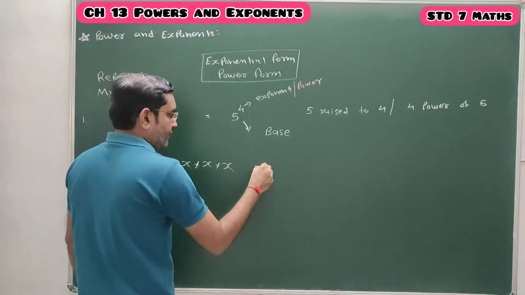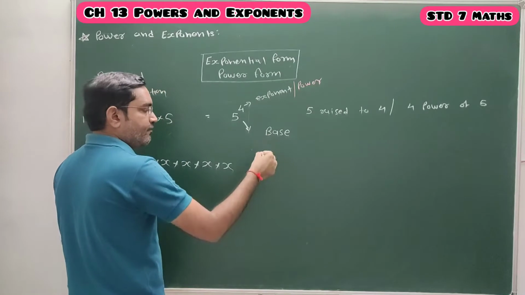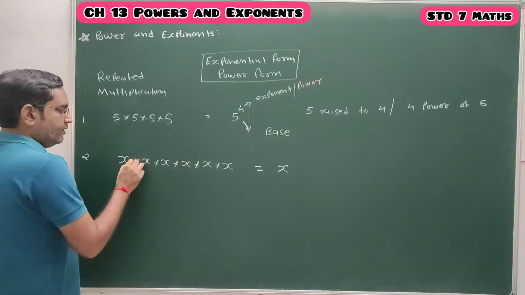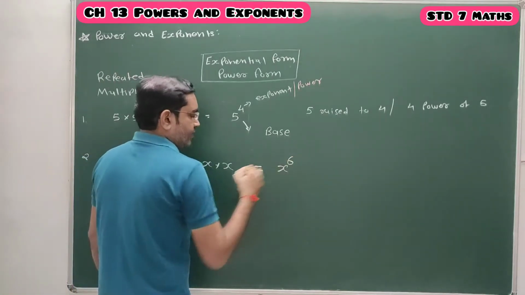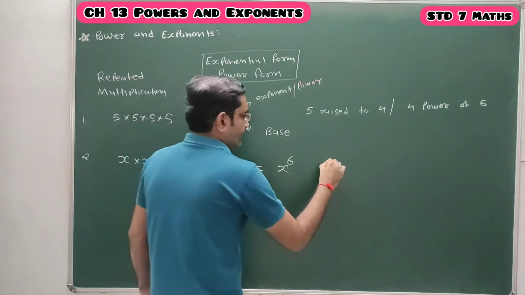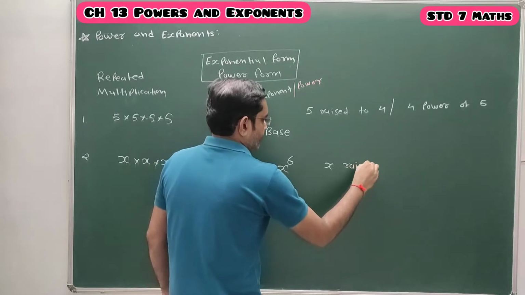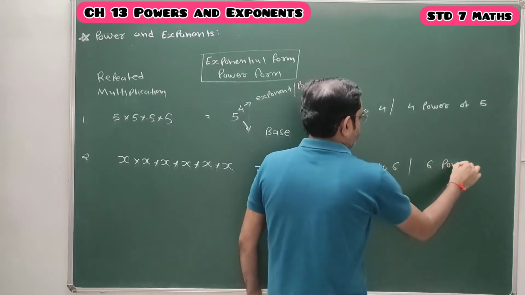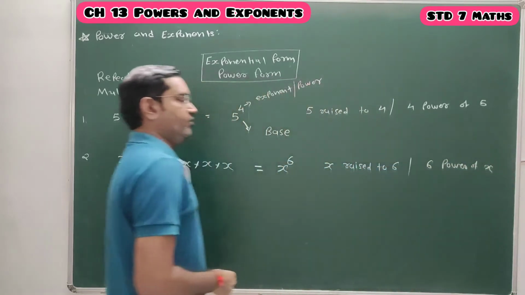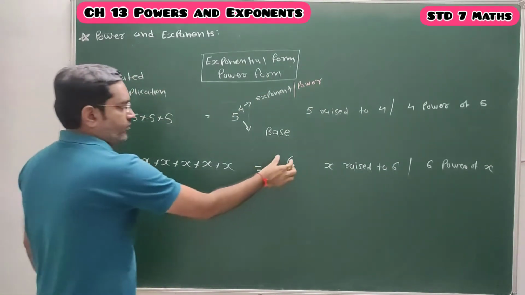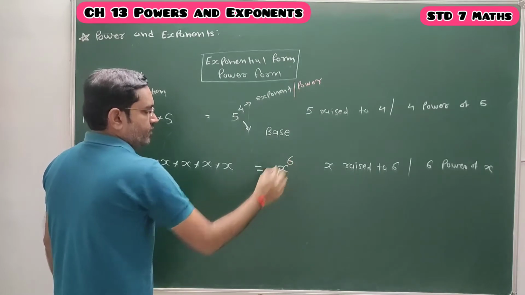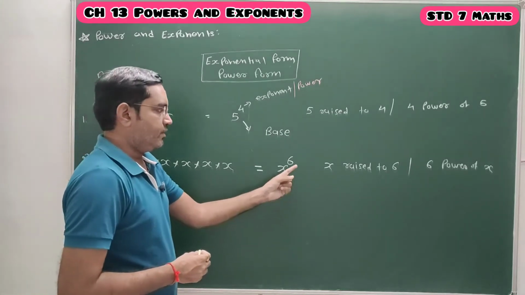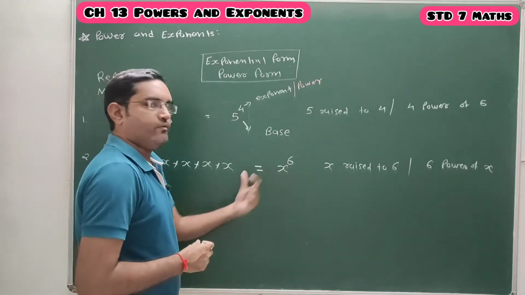So it can be represented in power form, or exponential form, as x raised to, how many times the multiplication is repeated? 1, 2, 3, 4, 5, 6. So it's x raised to 6. It can be read as x raised to 6, or also read as 6th power of x. Clear, students? So this is power form. In this power form, x is the base and 6 is the exponent, also known as the power of this exponential form.